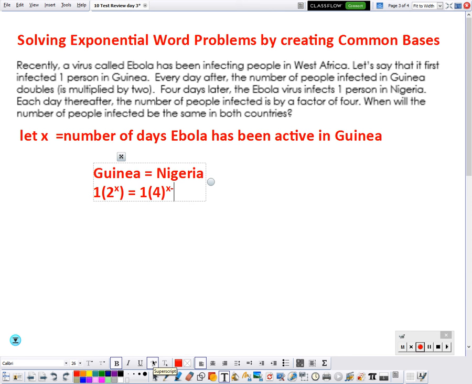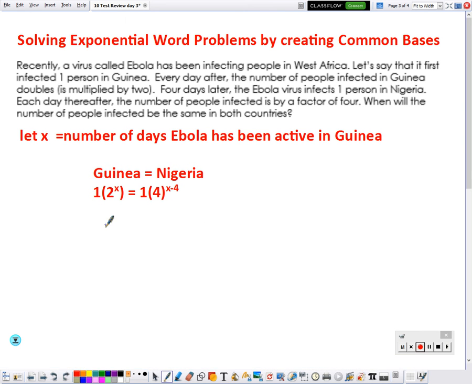Now, if we're going to create common bases, are we going to change the 2 or are we going to change the 4? Change the 4. So we're going to keep 2 to the power of x. So the 4 is going to become what? 2 to the second power. All right. And then we've got x minus 4.